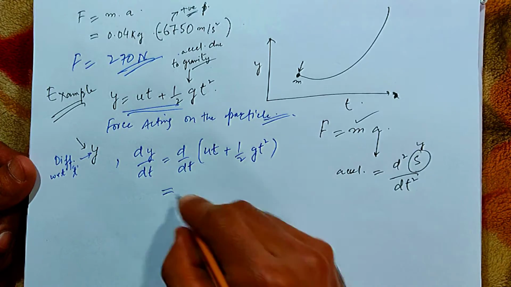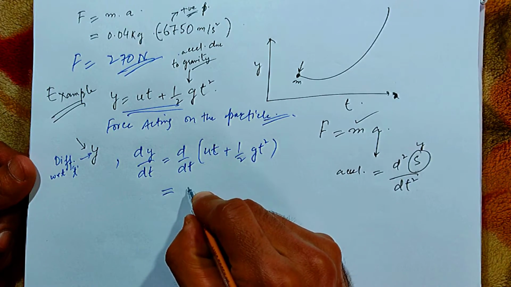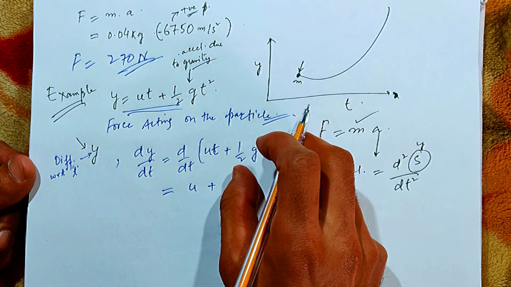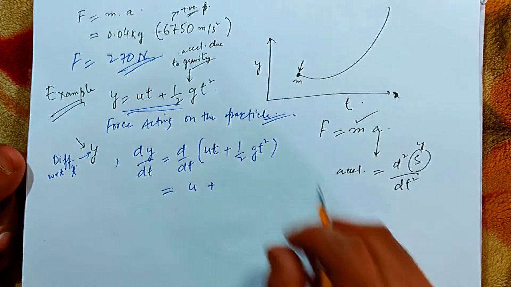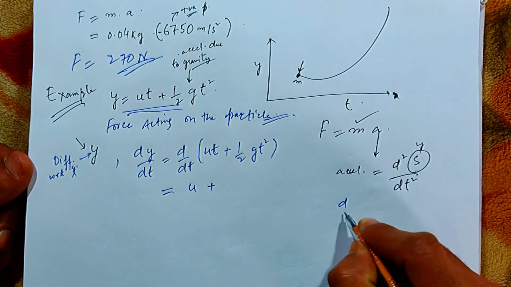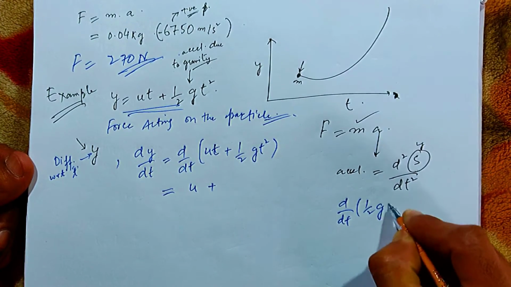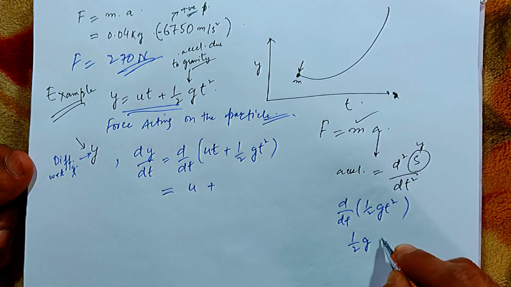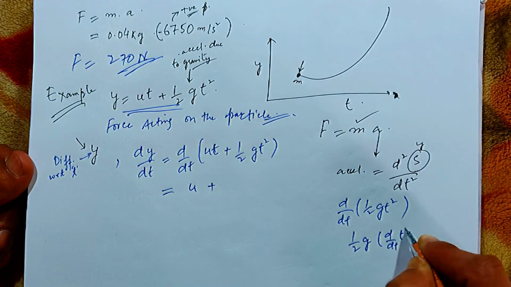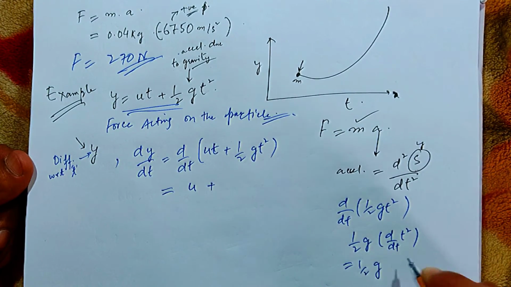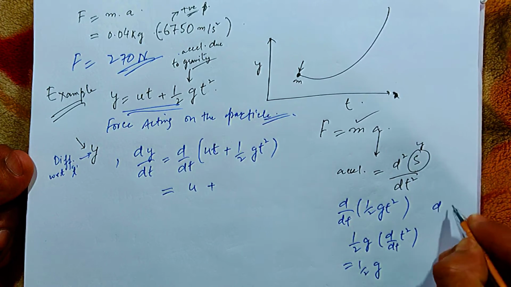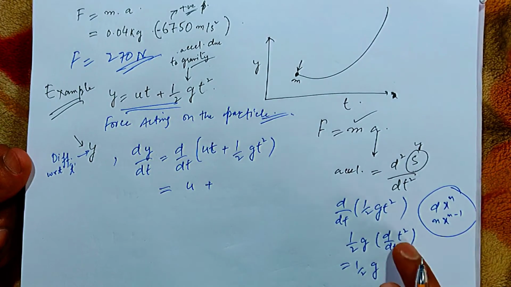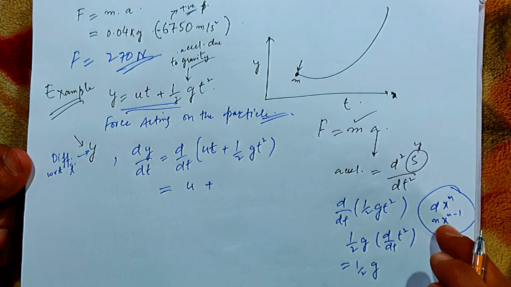So upon calculating this, u will be outside, so we'll get u plus, I hope that you are getting this differentiation and integration. You have already seen these terms, like I will differentiate this very term, d by dt of 1 by 2 gt square. 1/2 is constant, keep it outside. G is also constant, keep it outside. So we have to differentiate d by dt of t squared. So that will be equal to 1 by 2g. Differentiation of x to the power n is given by n x raised to the power n minus 1. Keep that in mind. So here n is equal to 2, so we'll get 2 times.